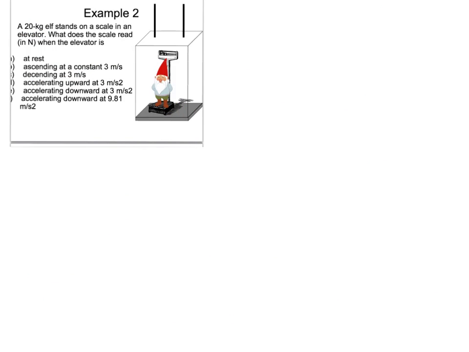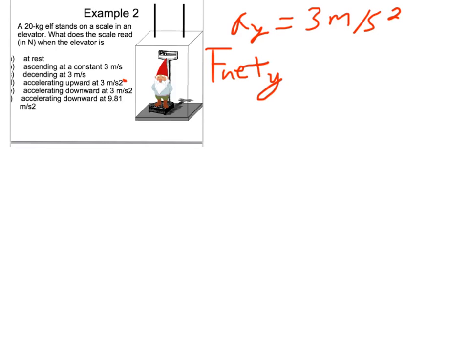So now let's look at the situation where the elf is accelerating upward at 3 meters per second squared. If he's accelerating upward, upward is positive, so a y is 3 meters per second squared, and that's positive. This is still a Newton's second law problem, so my brain's going to go F net. And I made the argument on the last slide that we're only dealing with y forces. F net y equals mass times acceleration in y.